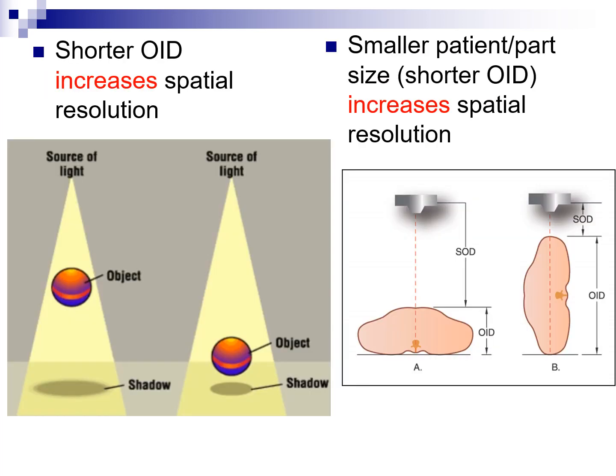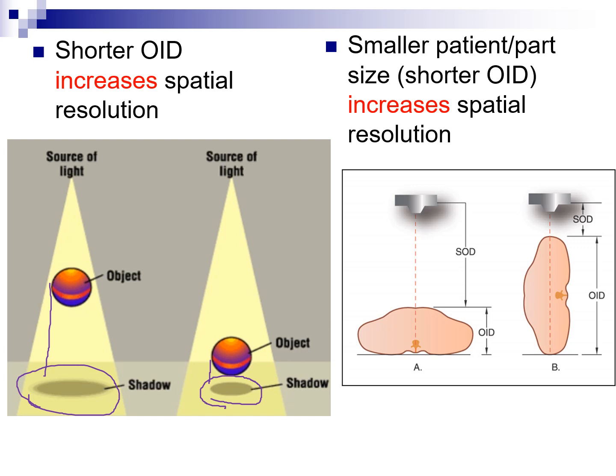A shorter OID increases spatial resolution. If we look at the picture on the left-hand side where we have the longer OID, and look at the shadow and how large and how blurry it is, compare that with where the ball is close to the floor, and we can look at the shadow now, there's less unsharpness. And so that's the factor of having increased spatial resolution.